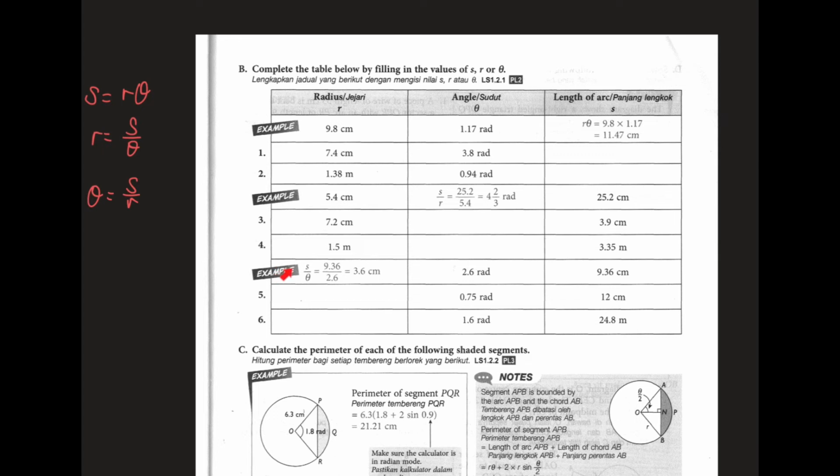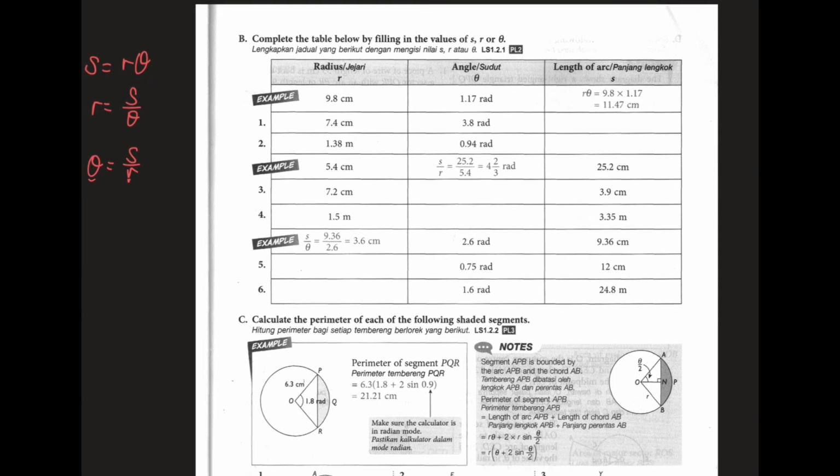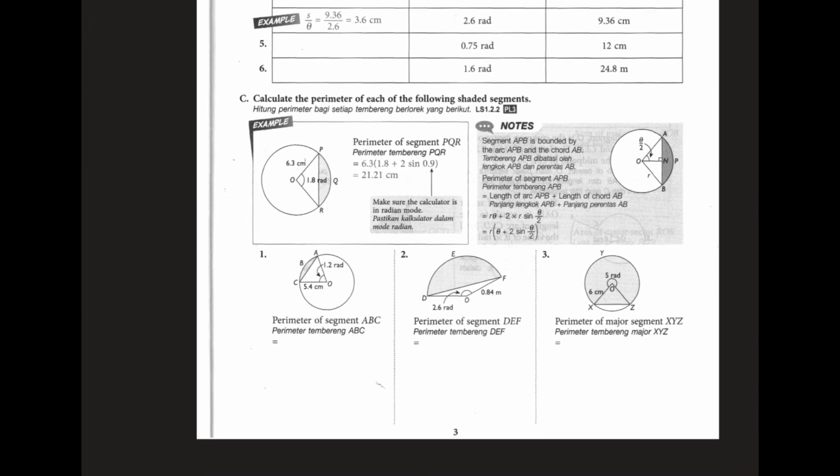Okay, now example again. This time, they give us theta and S. You want to find R. So you use this formula, R equal to S over theta. So you divide, then you get 3.6. Okay, so we are just playing around with the formula and find out whatever necessary. Okay. Now let's move on.